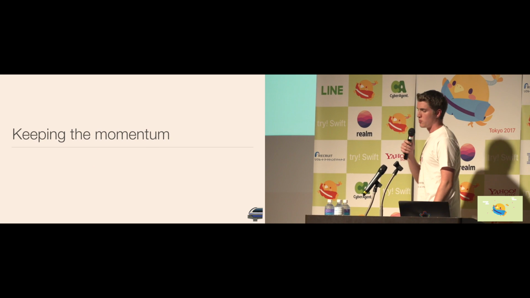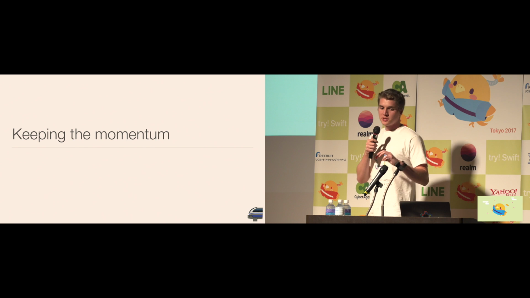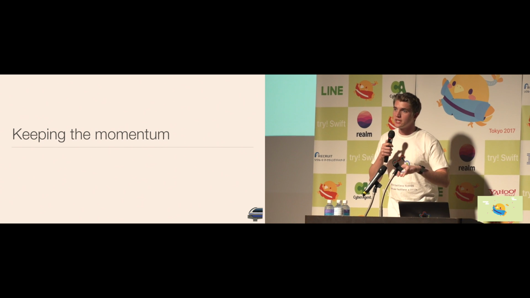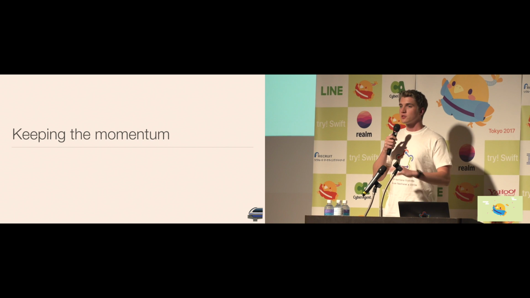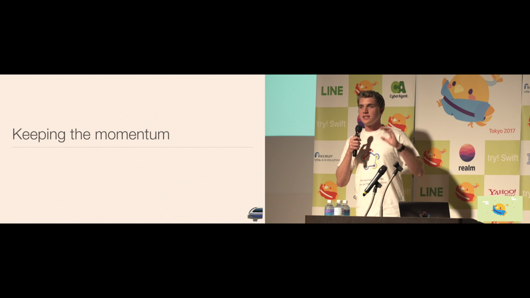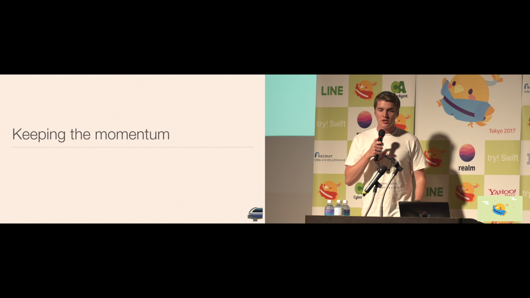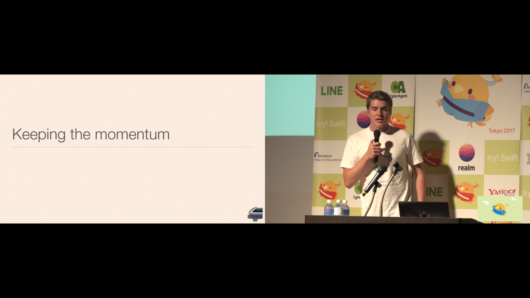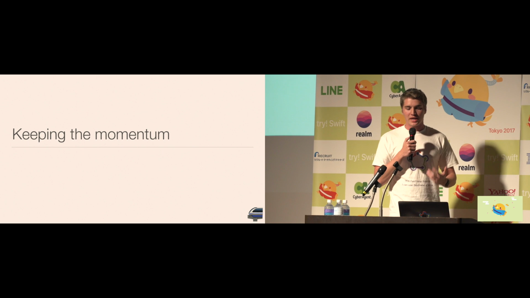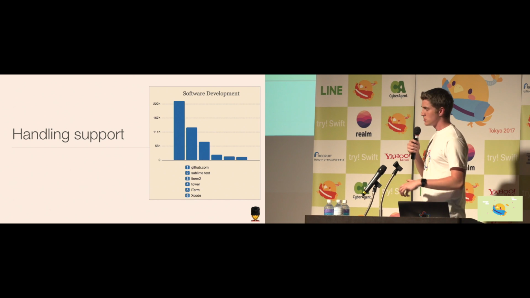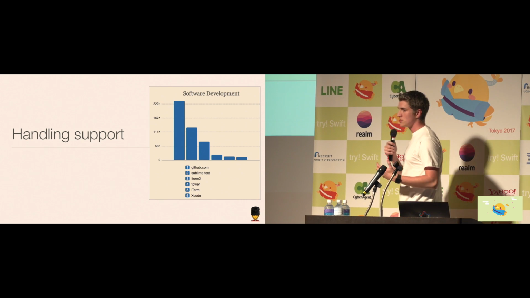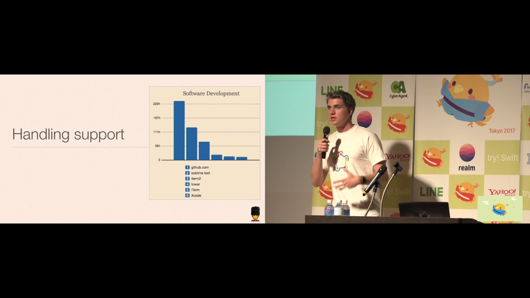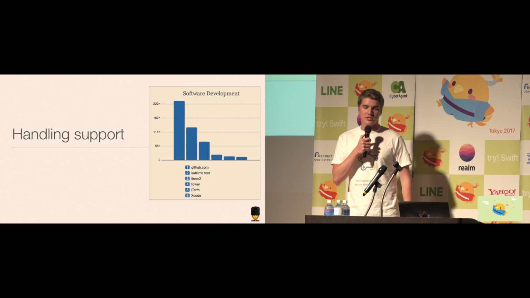Let's start with the project momentum. The bigger your project becomes, the harder it is to keep the innovation you had in the beginning of your project. You have to consider hundreds of use cases and thousands of different production setups, so you cannot just remove an option or change a default value. And another big part of this is also handling the support. So once you pass a few thousand active users, you will realize that you spend more time helping your users than actually writing code for your project.